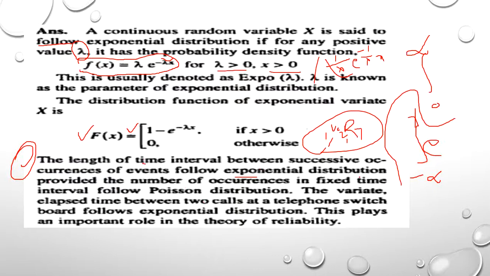It provides the number of occurrences in a fixed time interval, which follows the Poisson distribution. You can refer, I think, to an operations research book, then you can get all these things. When you study queuing theory, you can get all the real life applications of the exponential distribution. Otherwise, I will make one video only on applications of distributions. This plays a big role in reliability also.